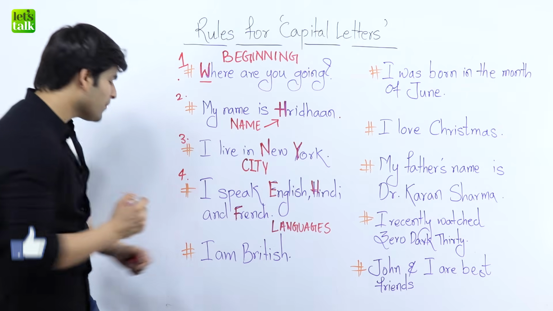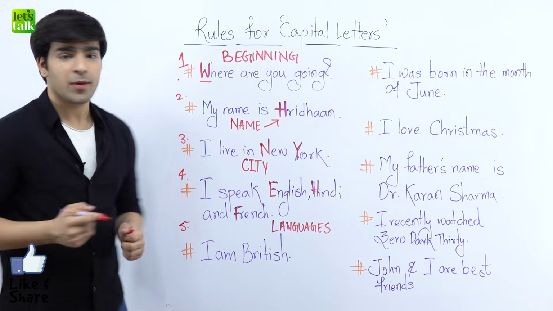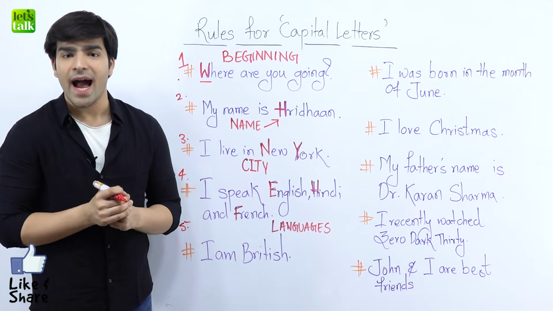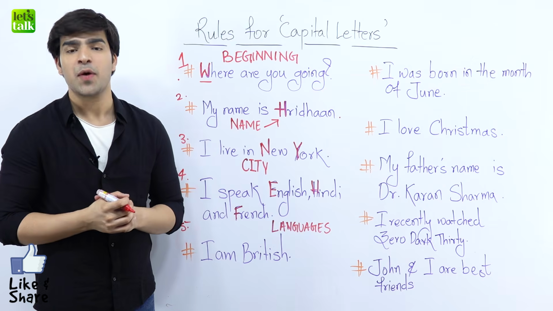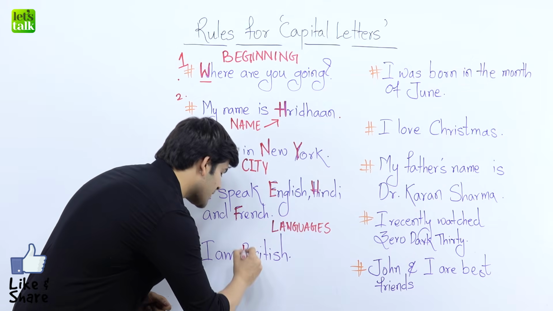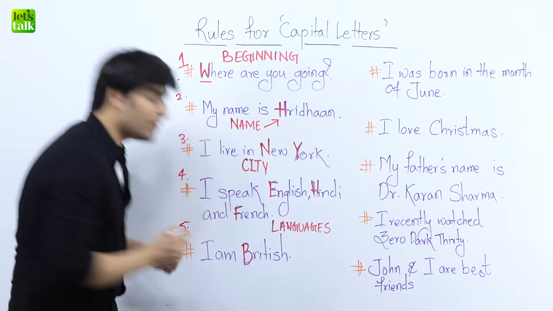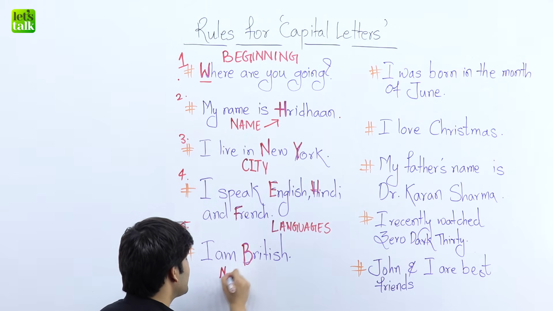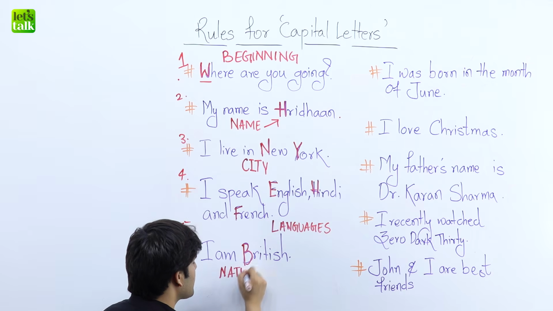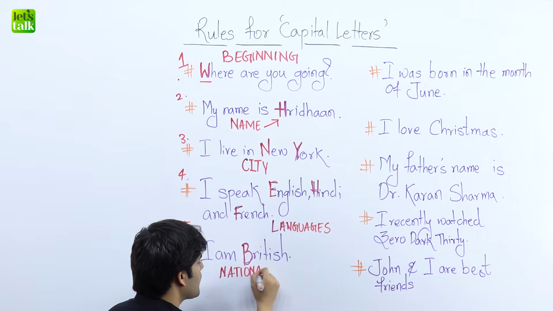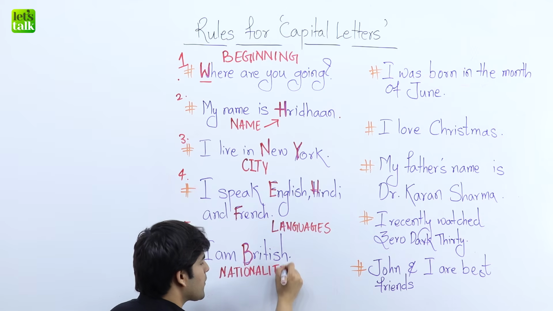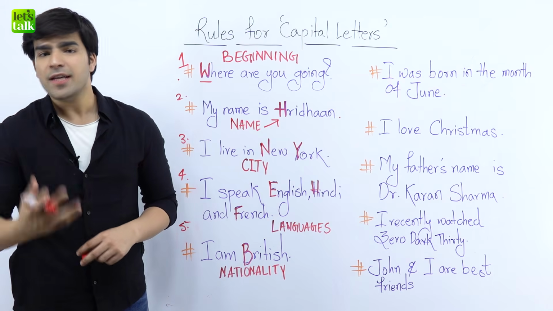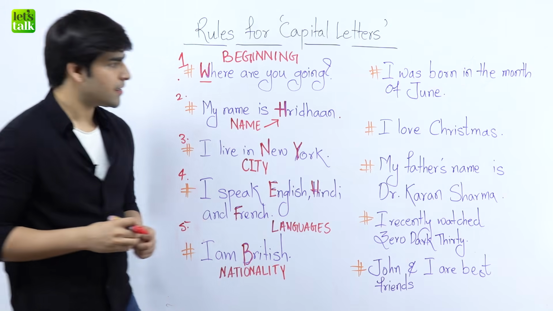Next, I am British. Well, I am of Indian origin, but I was born in the UK. And thus my nationality is British. And I capitalize the B in British. And it is my nationality. Always capitalize the first letter of any nationality that you write in a sentence.